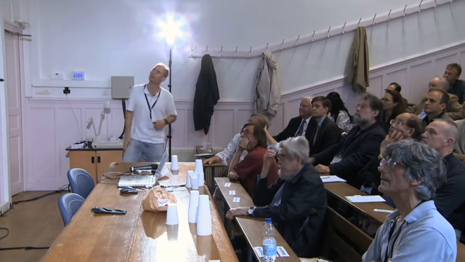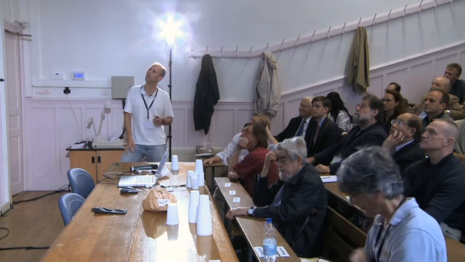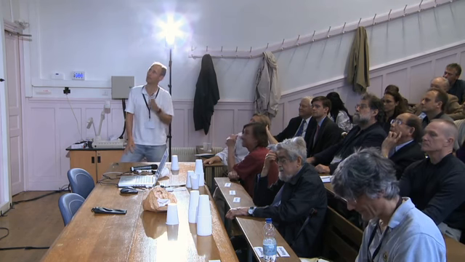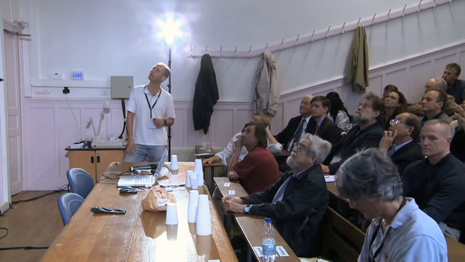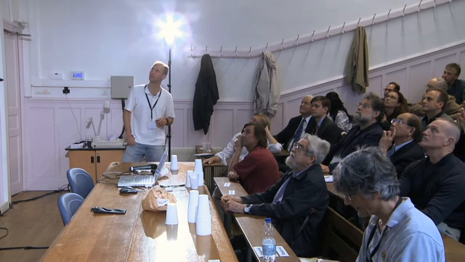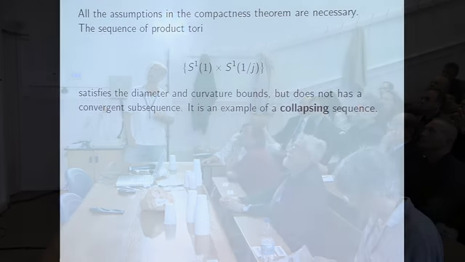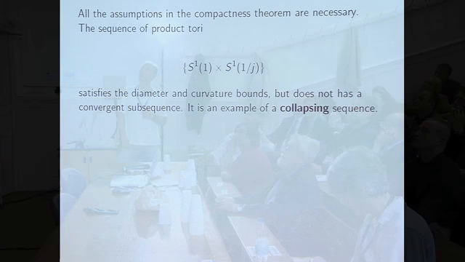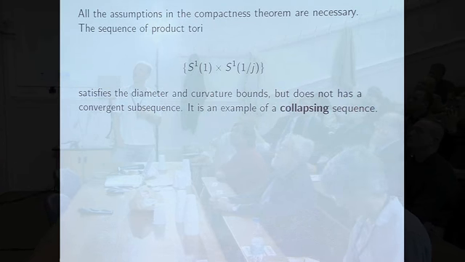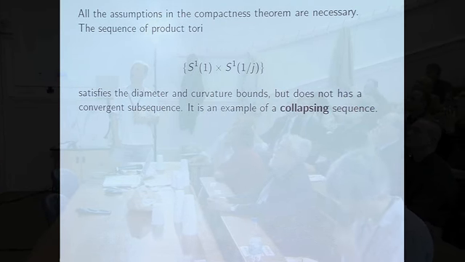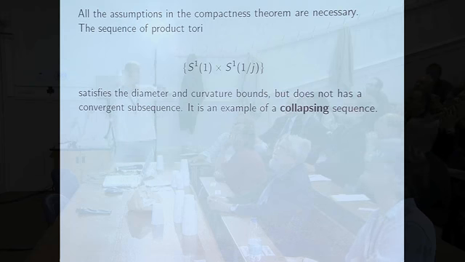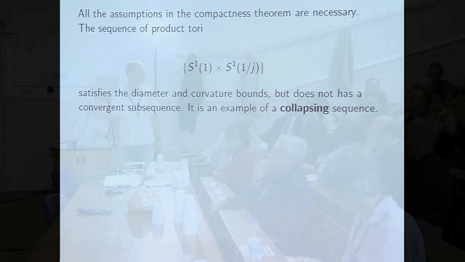Okay. So in this compactness theorem, the assumptions are all necessary. So let's look at some examples. First of all, if you take a sequence of product tori, so a circle of length 1 product with a circle of length 1 over j, so this is a torus where one factor is shrinking down. This satisfies the diameter bound and the curvature bound. The curvature is just 0. It's flat. But it doesn't have a convergent subsequence.